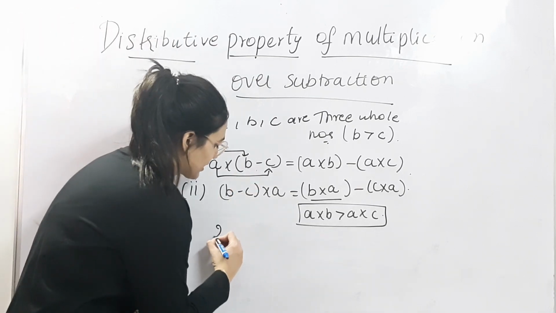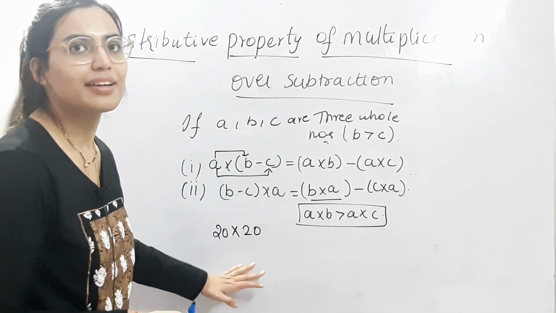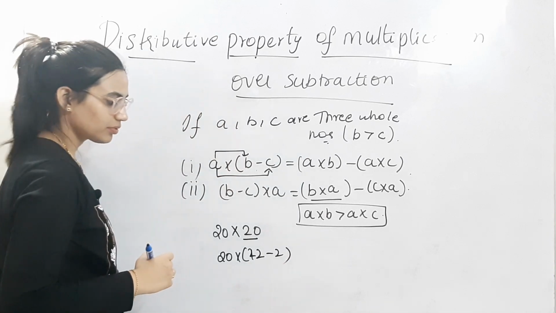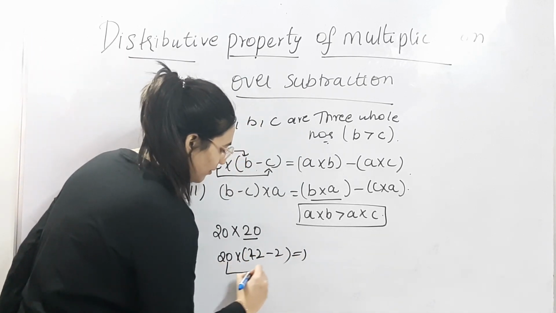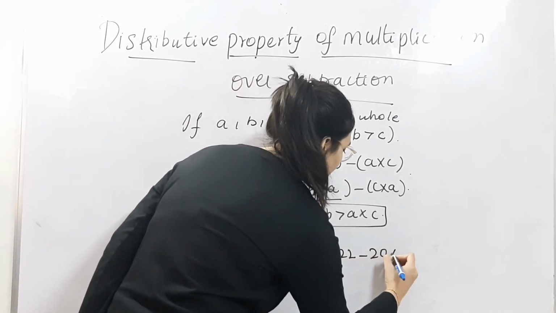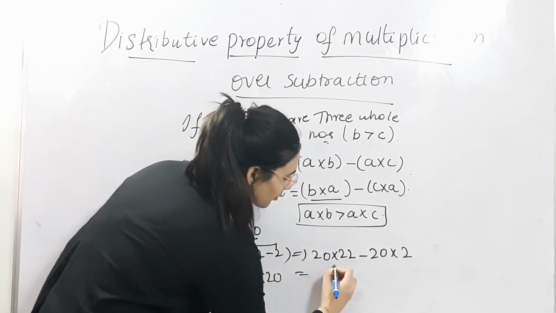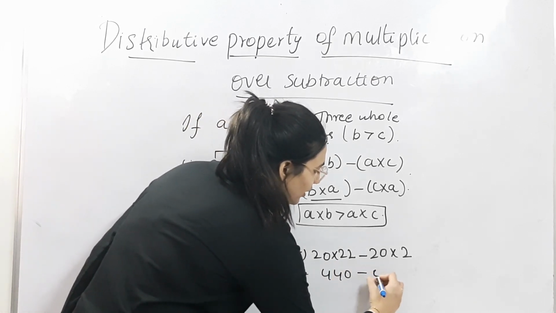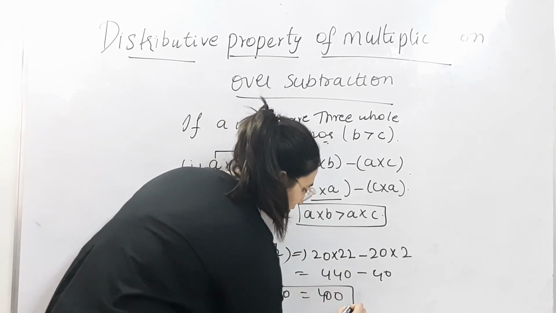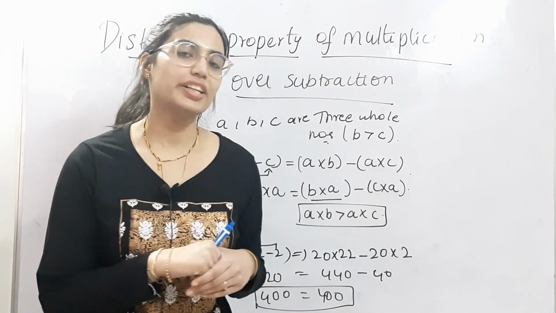Let's take an example. Let's take 20 into 20. I am just taking this easy to simplify, but let's see how this is applicable. I will write 20 as 22 minus 2, right? So by applying the distributive property, we get 20 into 22 minus 20 into 2. 20 into 22 is 440, and 20 into 2 is 40. So 20 into 20 is 400, equal to 440 minus 40, which is 400. So this is the distributive property of multiplication over subtraction.